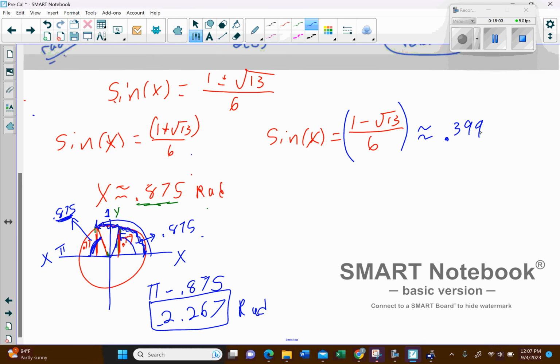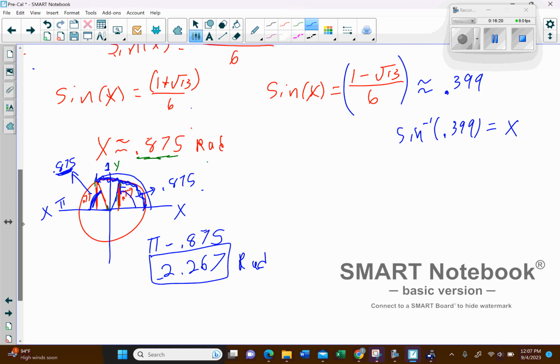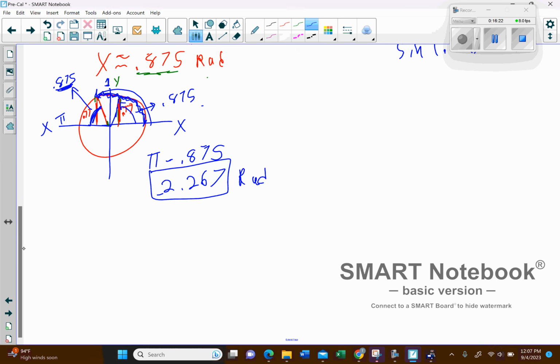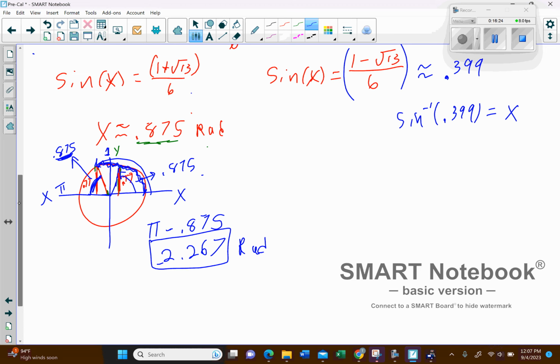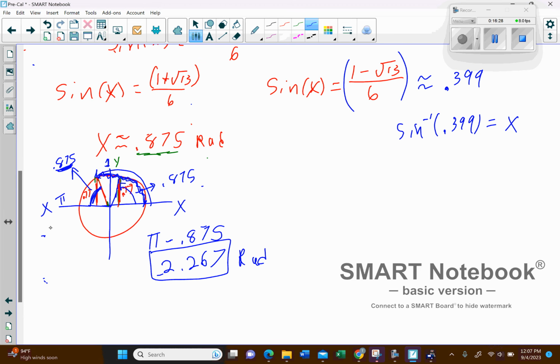Okay, and so now what I'm going to have to do in my calculator is take the sine inverse of 0.399, and that will give me what my angle is right there. Now, once again, just to draw a picture to help illustrate this. So what's going on here?